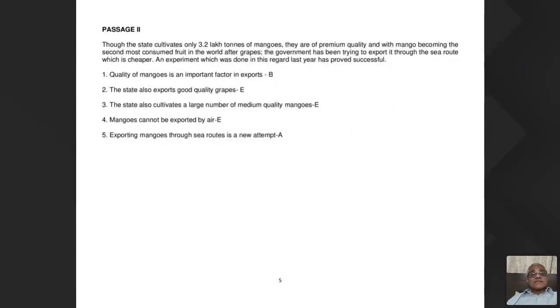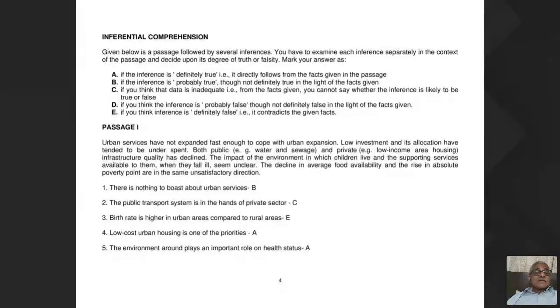Look at this. It has only 3 lines. The text is only 3 lines. Though the state cultivates only about 3.2 lakh tons of mangoes, and it goes on like that, and 5 statements are given. Again, you have to refer to the scale and say whether it is definitely true or probably true, or the data is inadequate. If you can't draw any direct inferences from the text, then you say data is inadequate. You can't answer whether it is true or false, so you say data is inadequate. Then you have probably false and definitely false. So these are the kind of things.